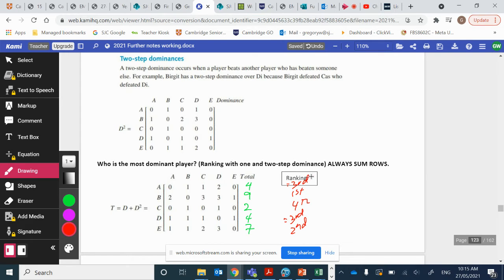Very, very useful. So just remember that D is the one step and D squared is the two step. And we combine those two to get this T matrix, which is one and two step, and we can get our proper ranking.